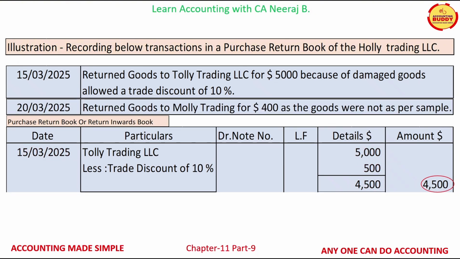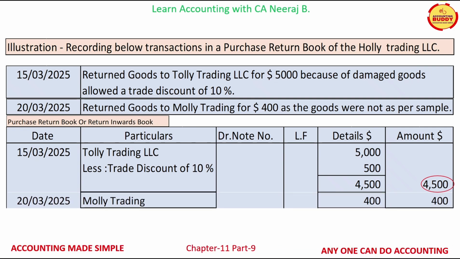On 20th March 25, Holy Trading LLC returned goods worth $400 to Molly Trading because the goods supplied were not as per approved sample. This transaction will be recorded in the purchase return book as displayed on your screens. The transaction will be recorded on 15th of March 25 and the name of the supplier, that is Molly Trading LLC, will be written under the particulars column. The value of the goods returned for $400 will be written under the details column and again under the amount column.